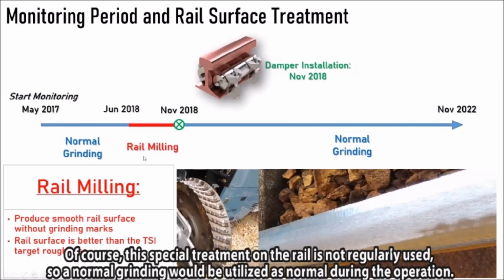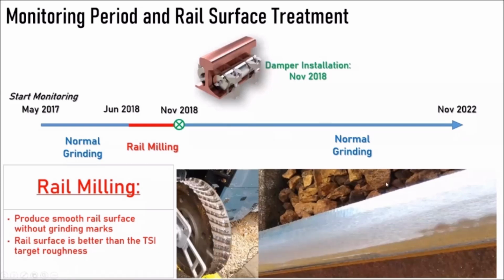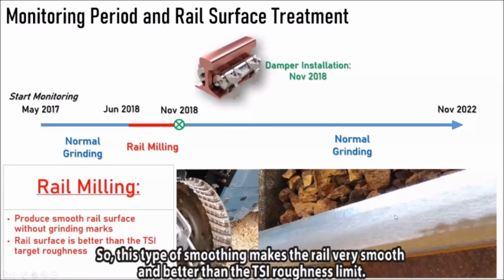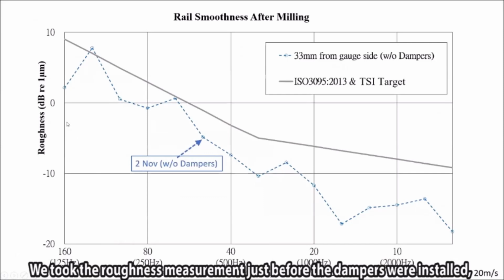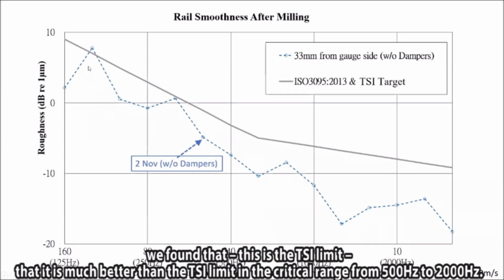Of course, this special treatment on the wheel is not regularly used. So normal grinding would be as normal during the operation. Actually, this type of smoothing makes the wheel surface very smooth and better than the TSI roughness limit. We take the roughness measurements just before the wheel damper install. We found that this is the TSI limit. It is much better than the TSI limit in the critical range from 500 Hz to 2000 Hz.